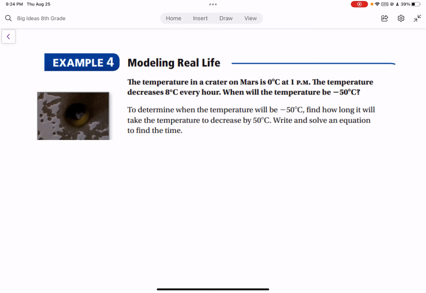So they start by saying to determine when the temperature will be negative 50 degrees Celsius, find how long it will take for the temperature to decrease by 50 degrees Celsius. Write and solve an equation to find the time. So I'm starting at 0 degrees Celsius, and for every hour x, we are going to lose 8 degrees.